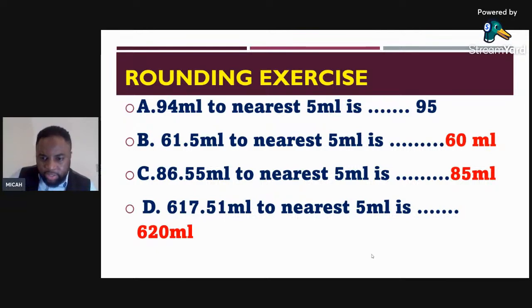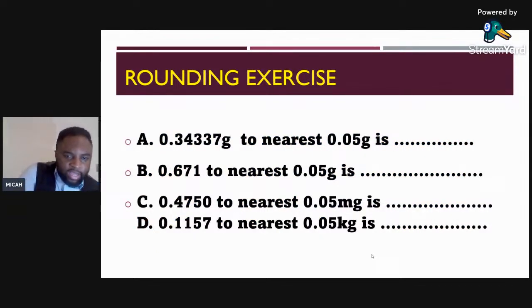The next one we're going to look at is rounding to the nearest 0.05. For this one, you need to do all of them, A, B, C, D, according to what I've just told you. Actually, I'll do the first one for you, which is A. A is 0.34337 to the nearest 0.05. I'll do the first one for you, and I'll let you do B, C, and D.